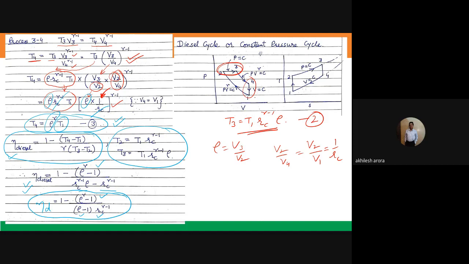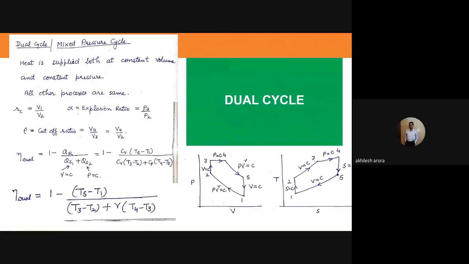Now let us proceed to calculating the efficiency of the next case. Now we are going to talk about the dual cycle. When I talked about the diesel cycle, it is because we are using the diesel engine in that particular case. Here also, the dual cycle is used for the diesel engine. But the only difference is that in case of a high speed diesel engine, some part of the heat supply takes place at constant volume and some part of the heat supply takes place at constant pressure.